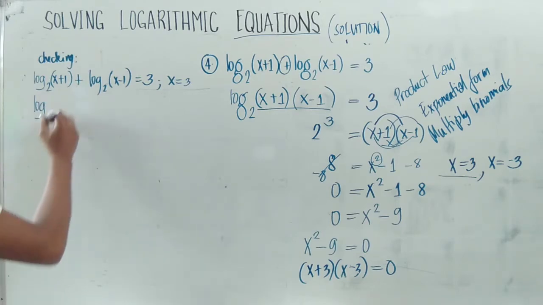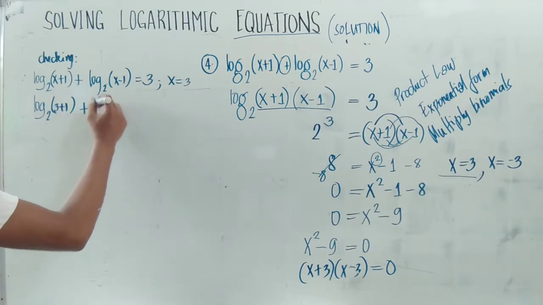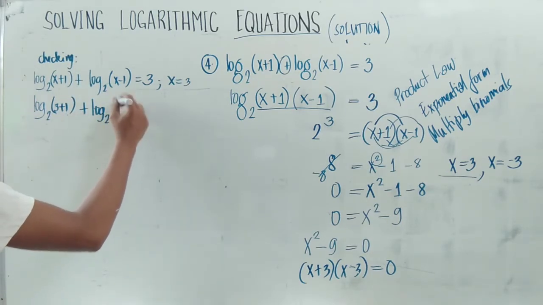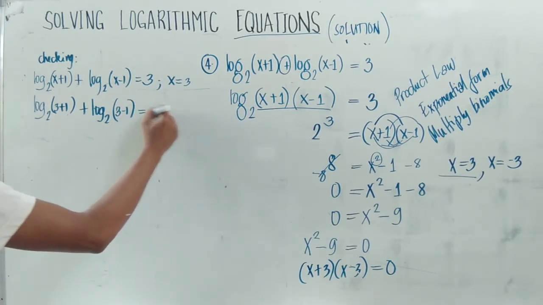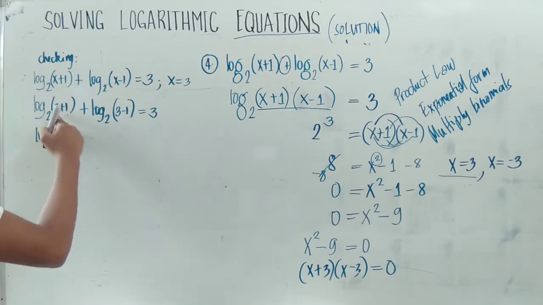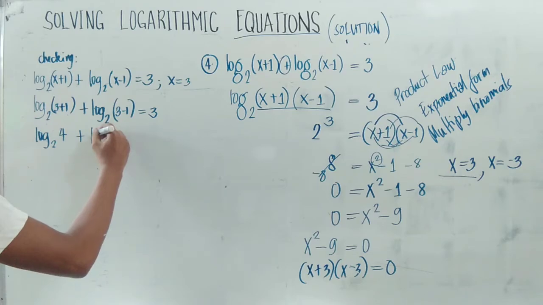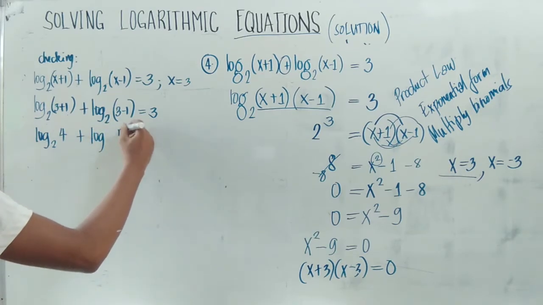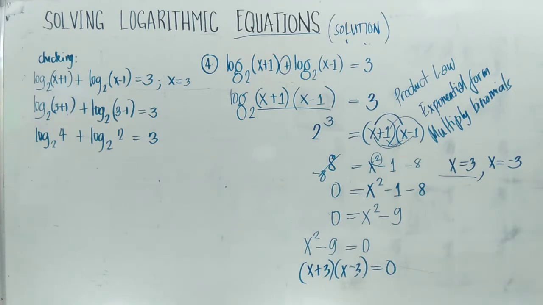So therefore, we have log base 2 of 3 plus 1 plus log base 2 of 3 minus 1 equals 3. Then simplifying, we have log base 2 of 3 plus 1 is 4, plus log base 2 of 3 minus 1 is 2, equals 3. Okay?